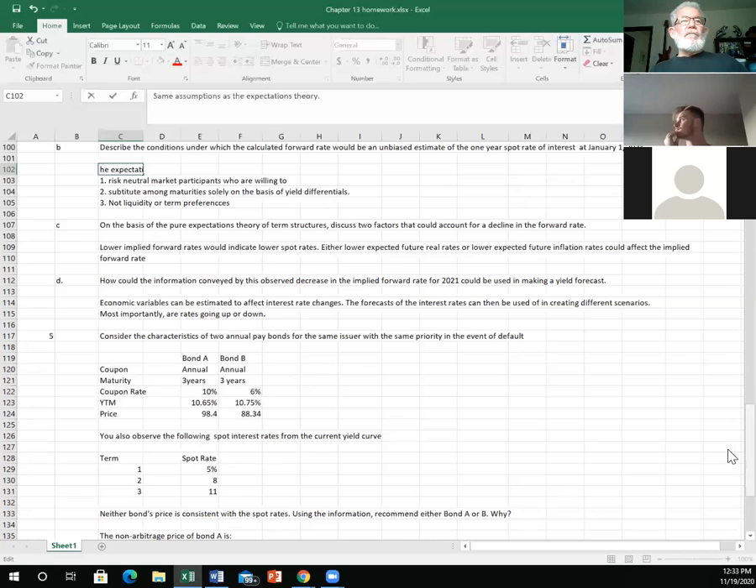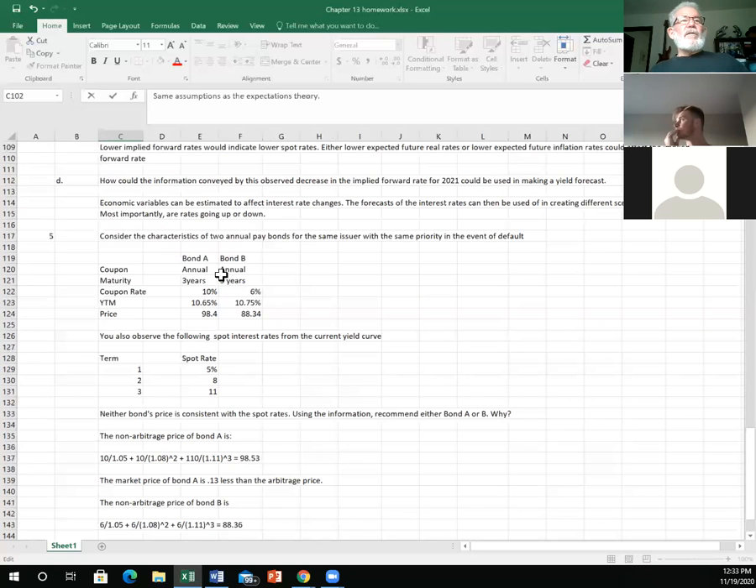Number 5, consider the characteristics of 2 annual paying bonds with the same issuer, same priority in the event of default. Bond A is annual, 3 years to maturity, 10% coupon, 10.65% yield to maturity, 98.4 price, selling a little bit of a discount.